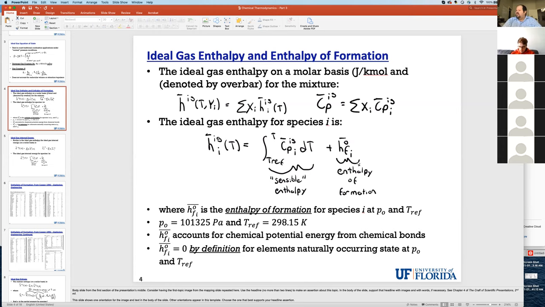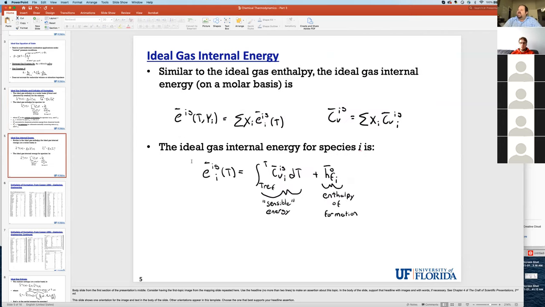Okay, and really this enthalpy of formation just puts the enthalpy of all the different gases on an absolute scale, so that the enthalpy of H2 can be compared in a consistent fashion to the enthalpy of, say, CO2. It basically puts all the species enthalpies on an absolute scale. Okay, and similarly, we can define an ideal gas.